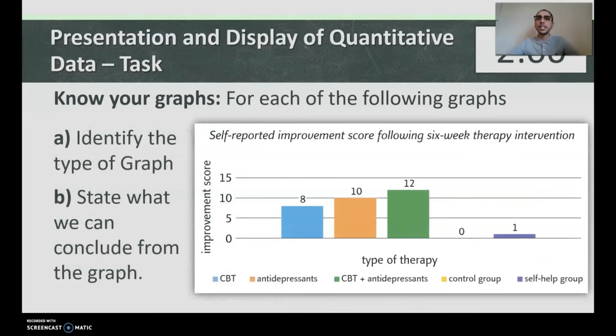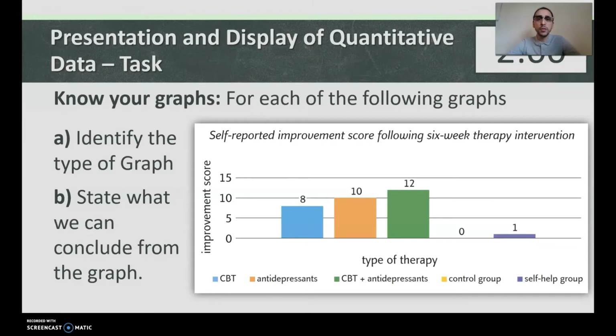Second one. Identify the type of graph. What type of graph is that? Are the bars connected? No, they're not, which makes it what type of graph? B, state what we can conclude from the graph. So we've got the self-reported improvement score following 6 weeks of therapy intervention, and we've got the type of therapy. We've got CBT, so that's types of therapy, cognitive behavioral therapy, antidepressants, which is medication, CBT and antidepressants. We've got yellow, which is the control group, and we've got self-help group, and we've got improvement scores.